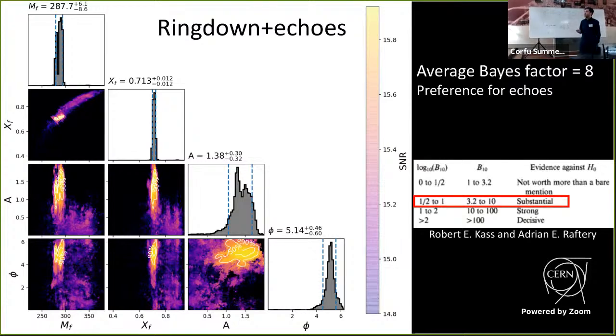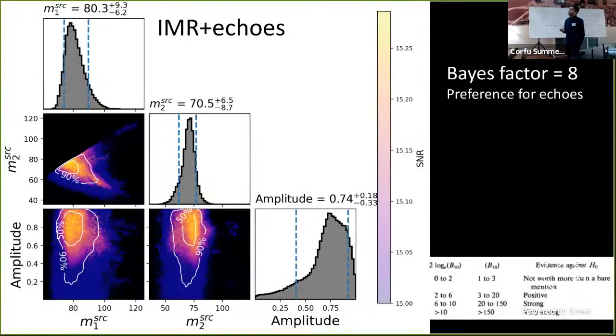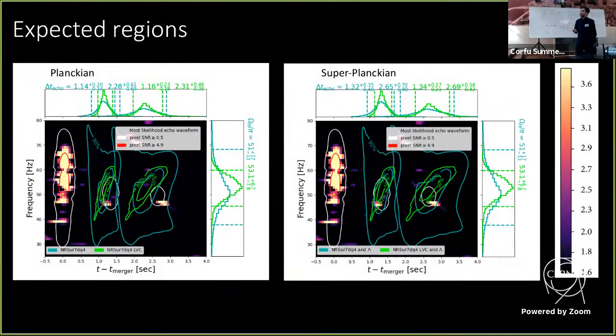And you see that this has non-zero amplitude. I used the IMR plus echo waveform, and it finds the same result, a Bayes factor of 8. The expected region for echoes is inside this. This region is the expected region based on GR for the first echo. This is the second echo place where we expect to see echoes, based on only using IMR. No echo is based on mass and spin that we expect to see here.